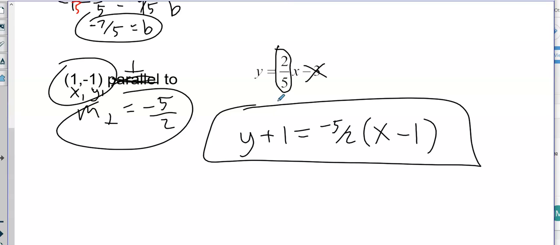If they said put it in slope-intercept form or standard form, you'd have to multiply things out and figure out what it is. But they just said, what's the equation of the line perpendicular to that one? And you got it.